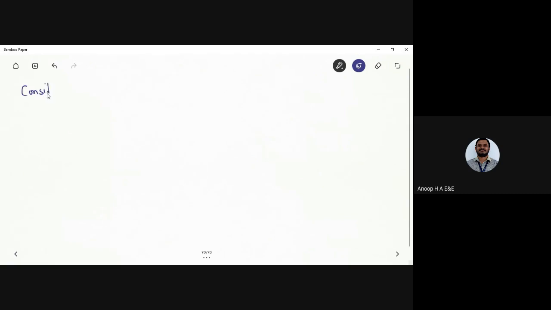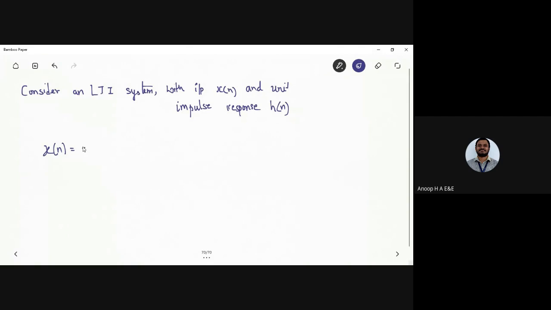Consider an LTI system with input x of n and unit impulse response h of n, where x of n equals 2 power n u of minus n, and h of n is given by u of n.